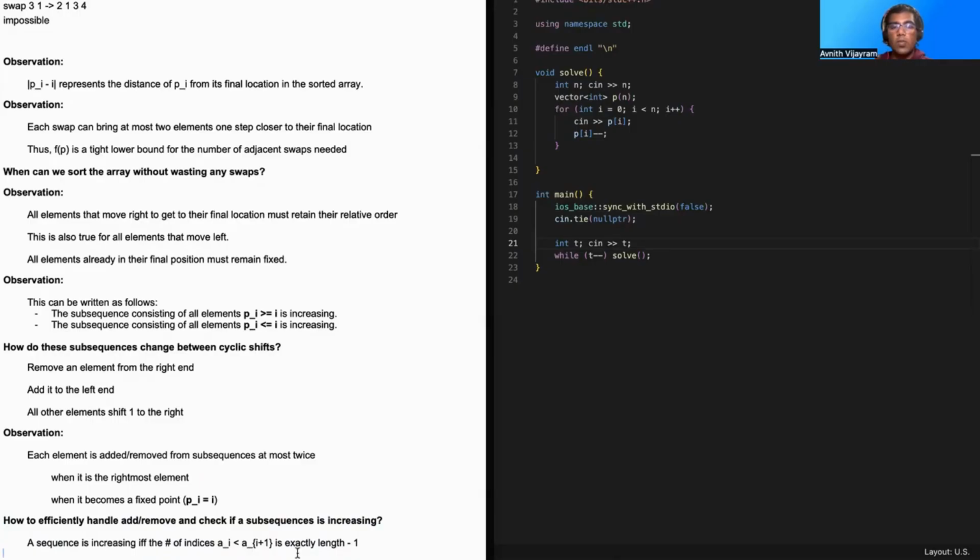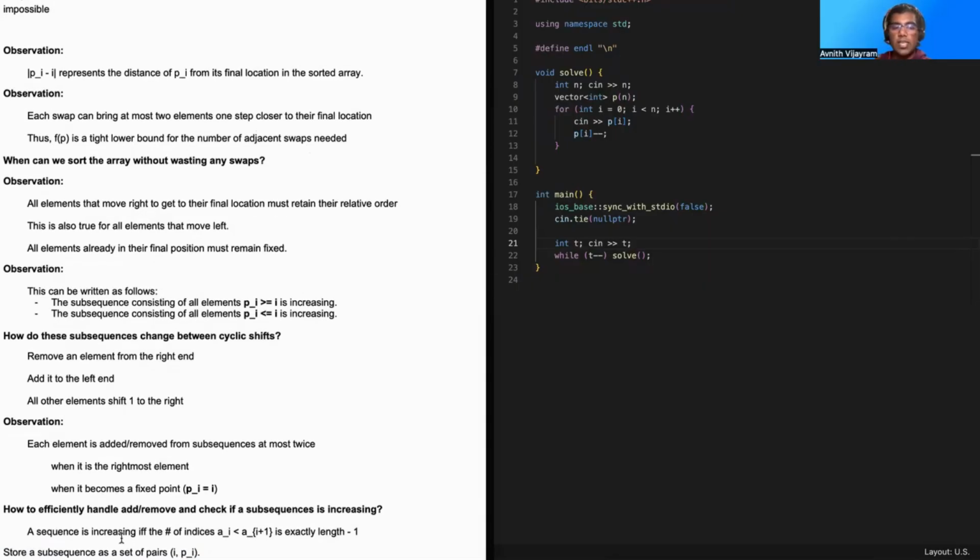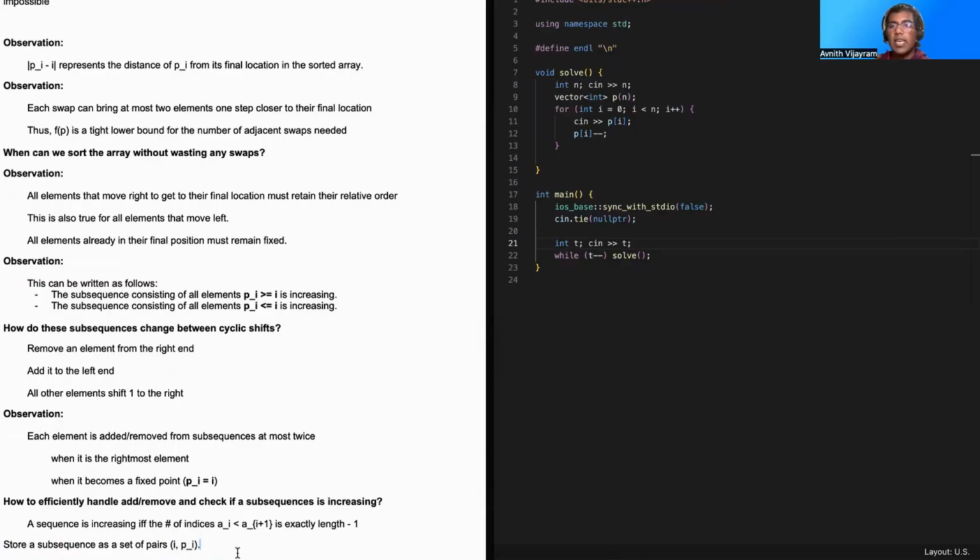So using this fact, we can write a data structure which will handle this for us. So we can store a subsequence as a set of pairs of the index and the element. And essentially we can add or remove to this subsequence. And we're going to maintain the count of adjacent indexes where a sub i is less than a sub i plus one. So if we're adding, we're just going to look at the two adjacent elements next to the element we're adding in the set, and we'll update the count based on if this condition is satisfied or not.